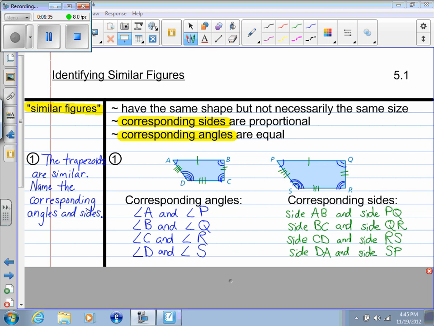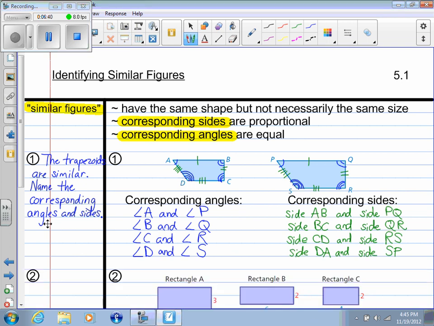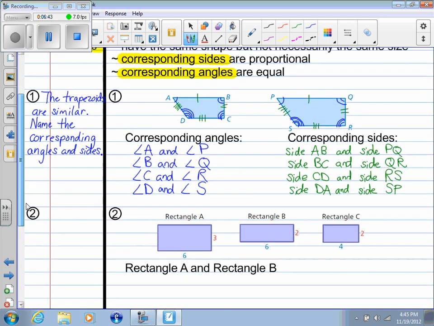Okay, we finished with example 1. We have named the corresponding angles and the corresponding sides. So we're going to move now to example 2.